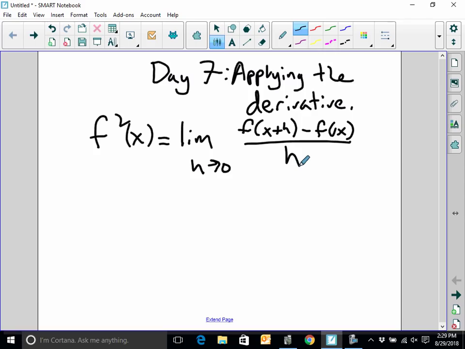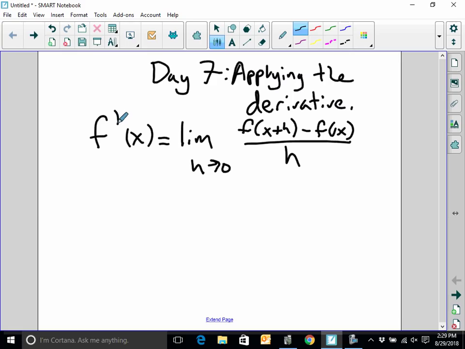Once again, I'm working on this board that sometimes misreads my marks on my pen, so bear with me. If you notice that f prime kind of looks a little funky, I'll try and fix it here.